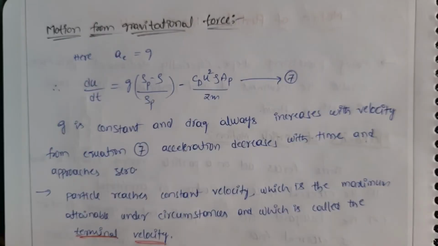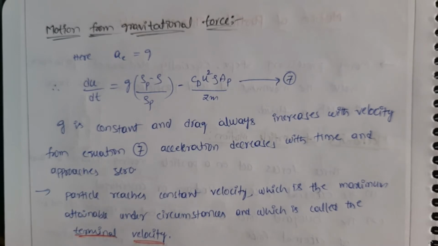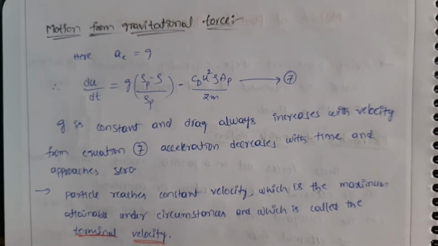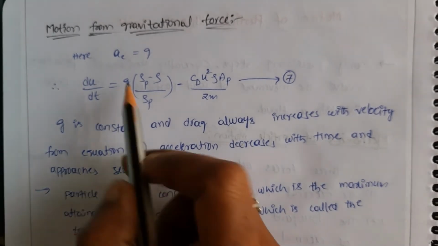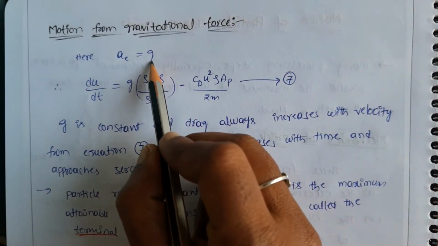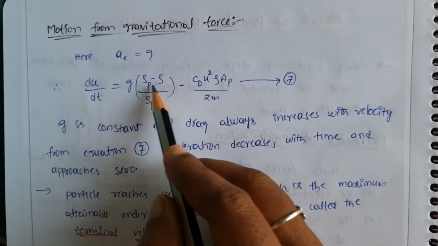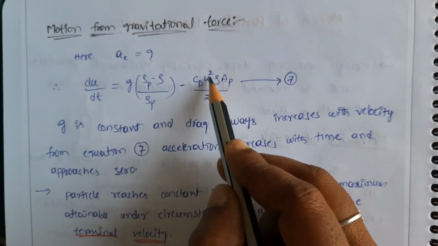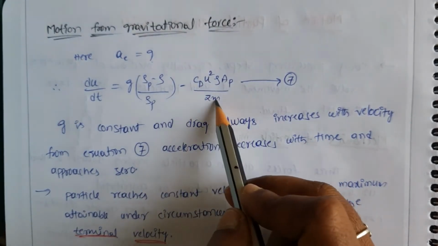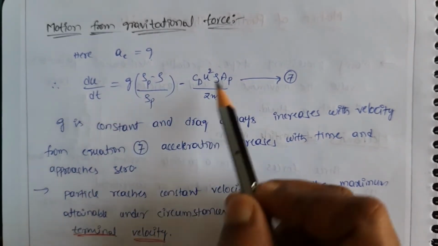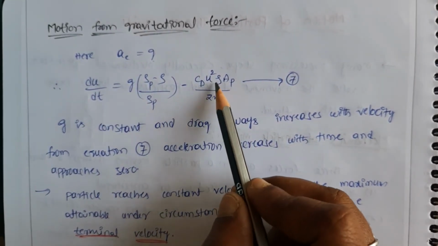Clear? Actually this external force is either because of the gravitational force, centrifugal force, electrical force or magnetic force, but in our case we are not considering magnetic or electrical force, only gravitational or centrifugal force. Suppose I have considered a gravitational force, in such case A is nothing but the gravitational constant, that is g. So from equation 6, du by dt equal to g into rho p minus rho divided by rho p minus CD into u square rho into AP divided by 2m. Since g is constant, the drag force will be increasing with increasing velocity.